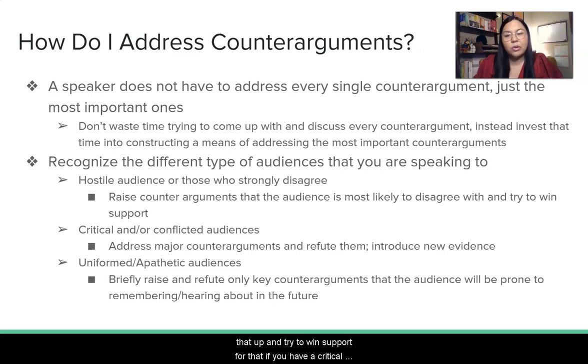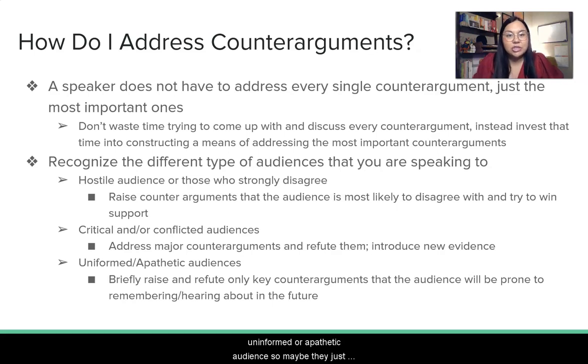If you have a critical or conflicted audience, they're kind of on the fence, they're not exactly sure what they know or what they think, so you can address major counter arguments, refute them, and introduce new evidence. Just emphasize those major counter arguments and make sure that you have the evidence to back up how those can be refuted. And then you have your uninformed or apathetic audience.